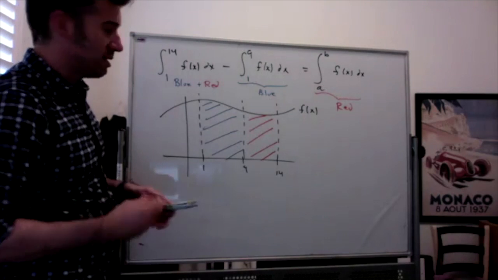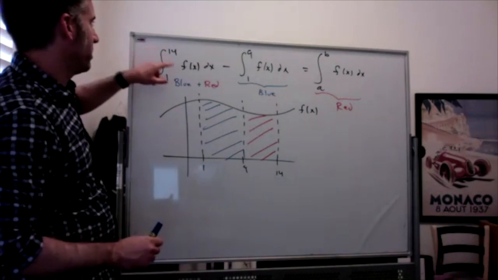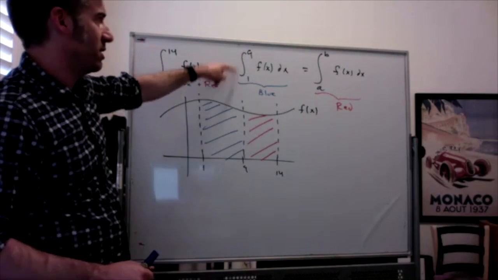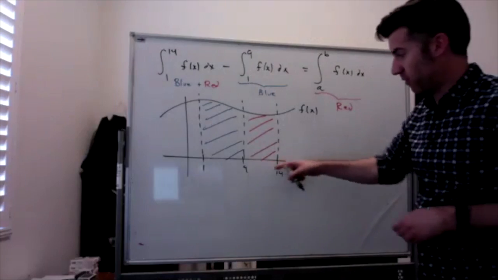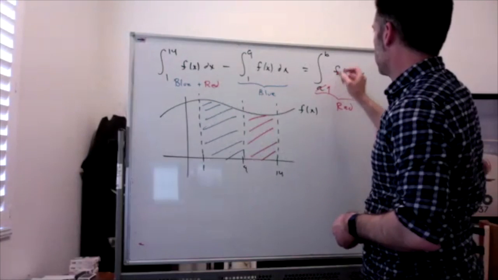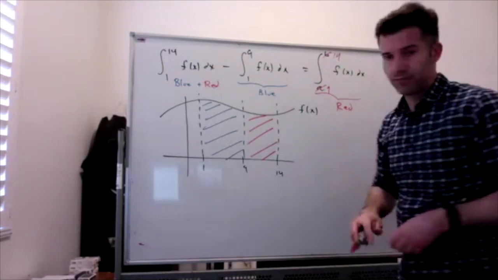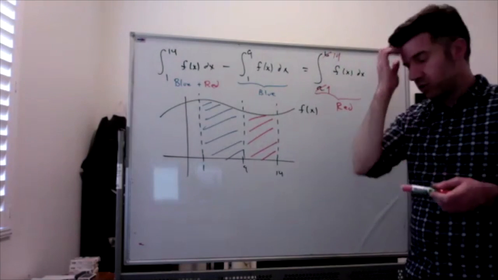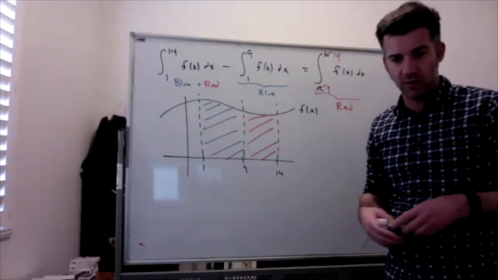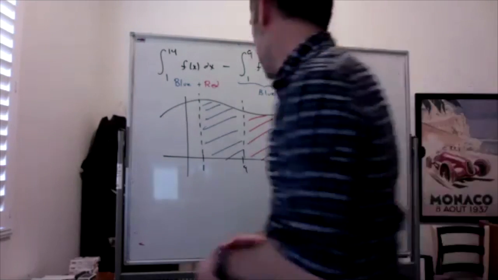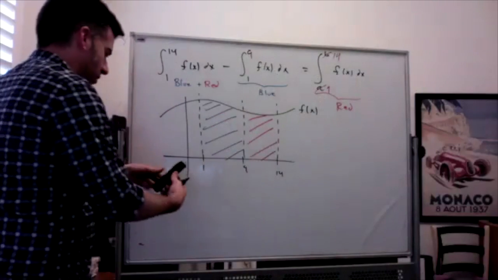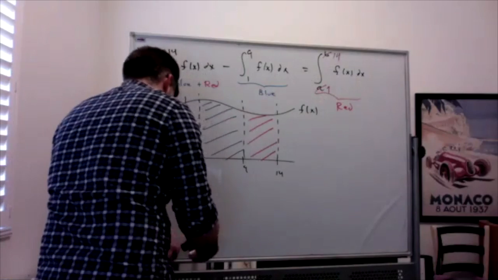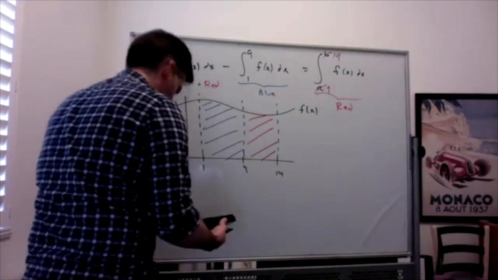So that means that the integral from 1 to 14 of f of x dx minus the integral from 1 to 9 of f of x dx is equal to the integral from 9 to 14 of f of x dx. And more generally, here's kind of the rule that's actually being used. The rule is that, and actually I'm going to show you the most general version of this rule.